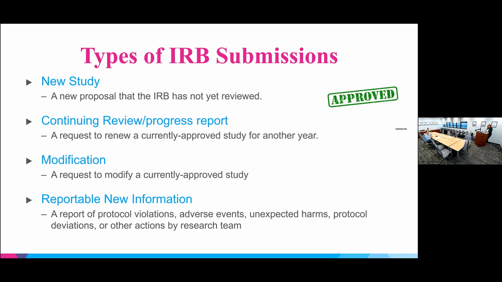If you implement any changes prior to our approval, then you may need to submit the next submission type, a reportable new information. And so these submissions are needed when certain things considered reportable happen, such as a protocol violation or an unexpected adverse event. We call these RNIs for short. And so an RNI is expected to be submitted within 5 days of discovery of the information. So if you're ever not sure if there's something that's happened and if it needs to be reported or not, you can always reach out to our office and we'll be happy to talk it out with you and guide you.